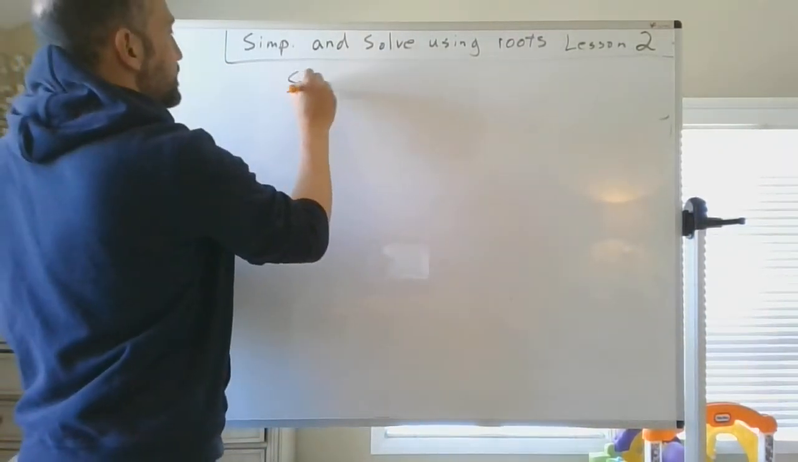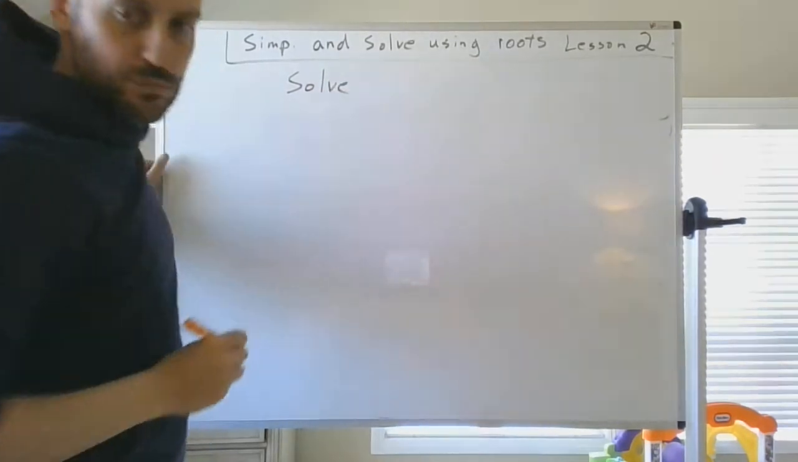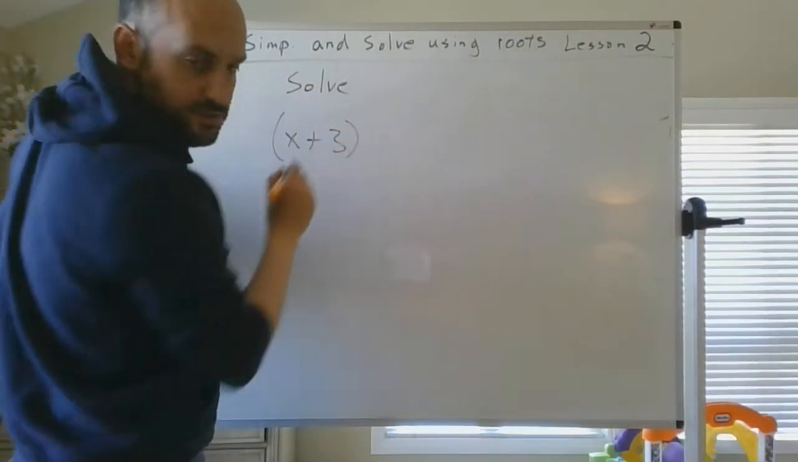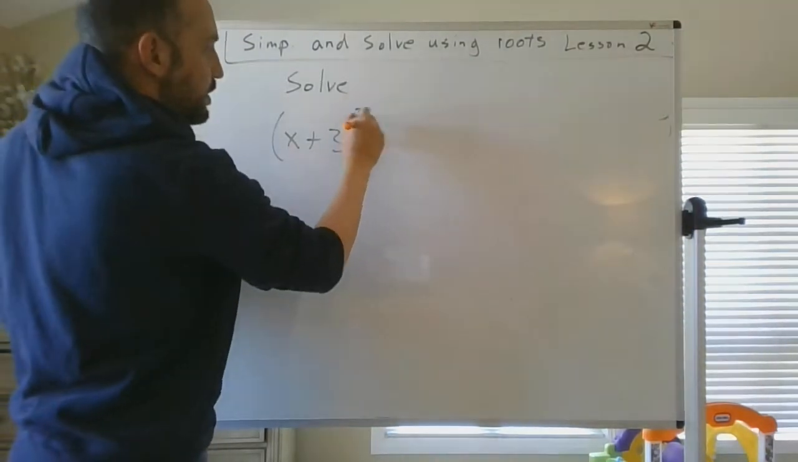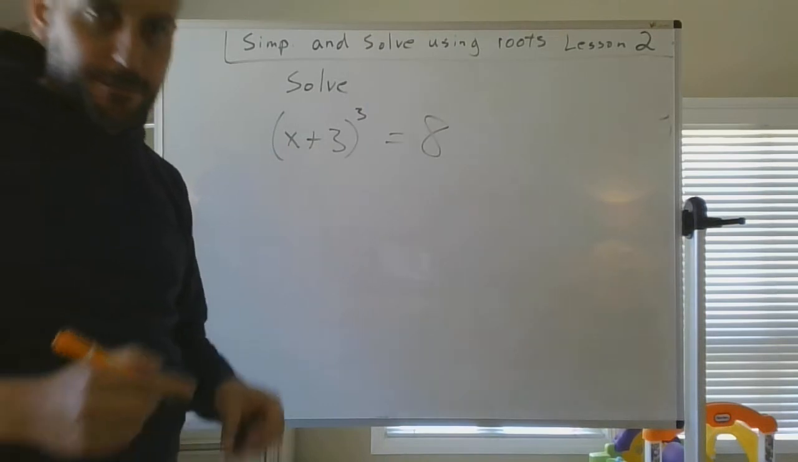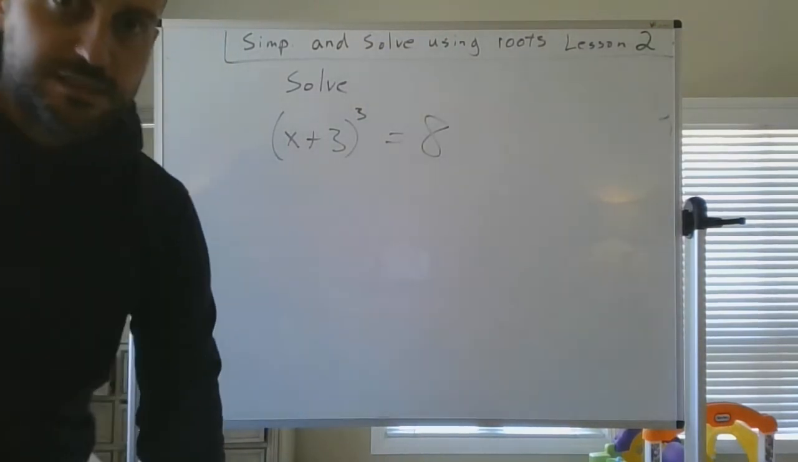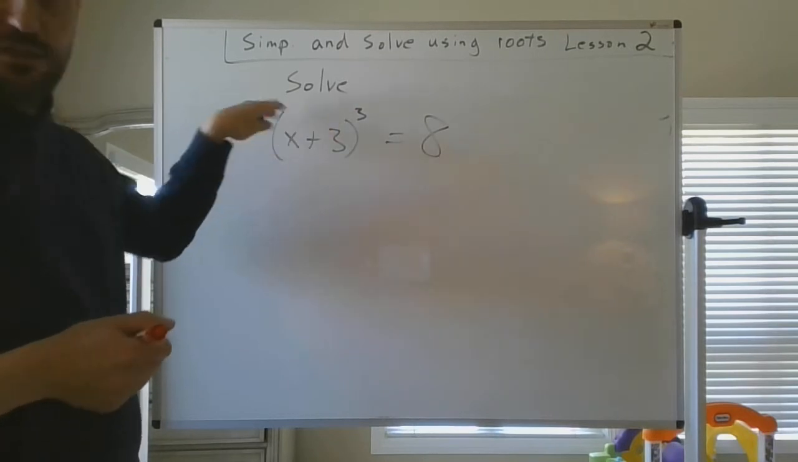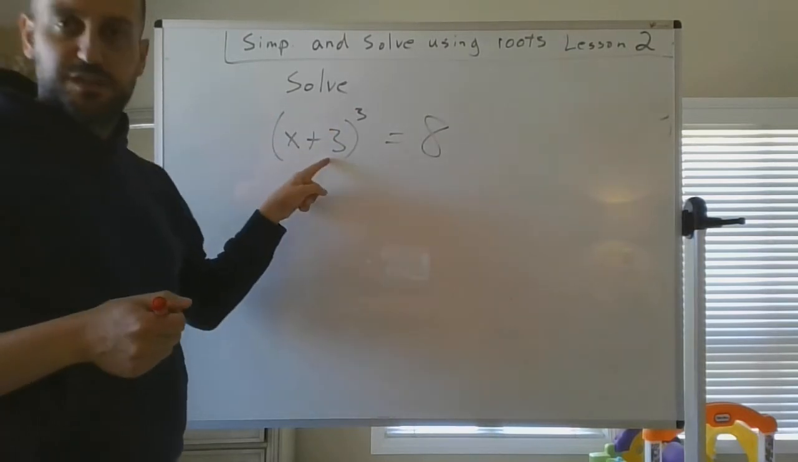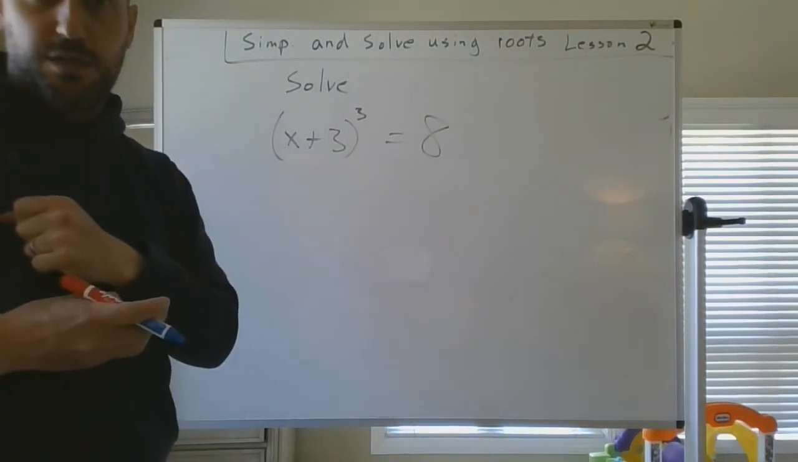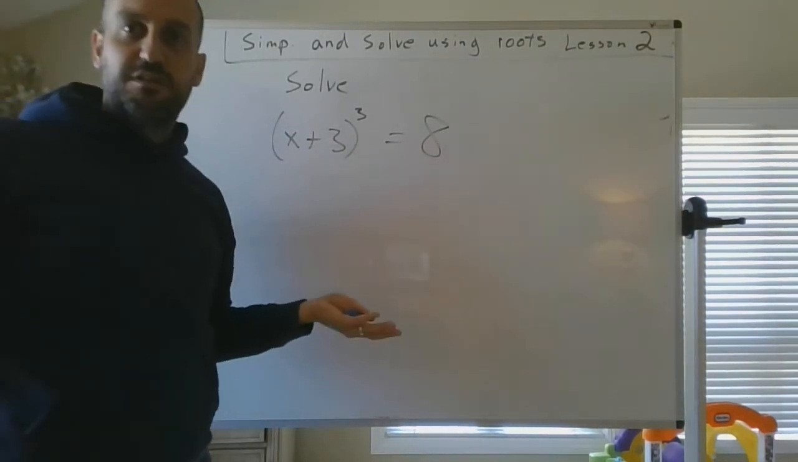Let's do a solving problem. We're going to try to solve (x plus 3) cubed equals 8. I want x. I don't want all this other jazz here. I can't move this plus 3 yet because this entire quantity is being cubed. So simple, let's get rid of the cube.